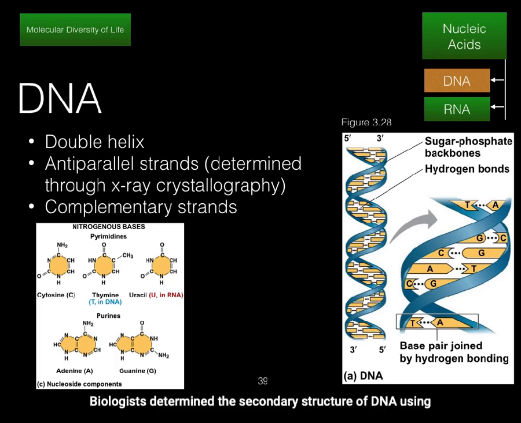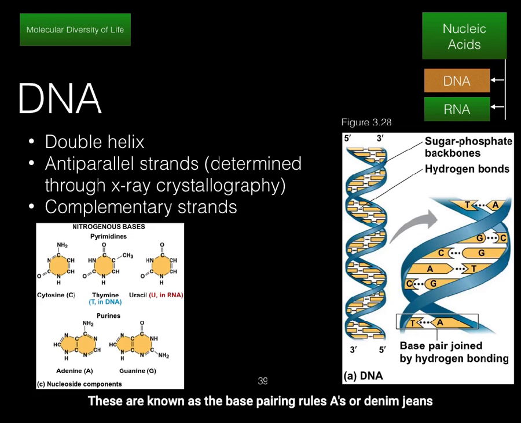Biologists determined the secondary structure of DNA using X-ray crystallography, which we just mentioned. Through this method, as well as varying chemical reactions, it was determined that DNA is a double helix and the strands are complementary. The backbone to the DNA is the pentose sugar and the phosphate, so the nitrogen bases are inside the helix. For these complementary strands, only certain bases will line up and bond with other bases. These are known as the base pairing rules.